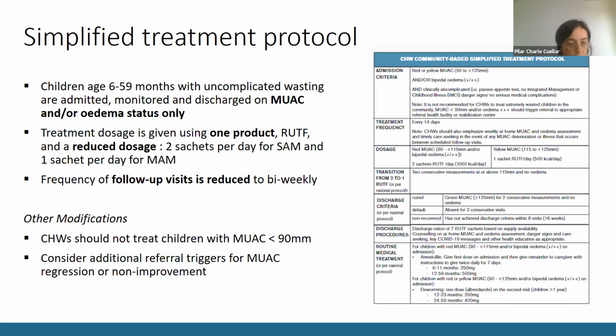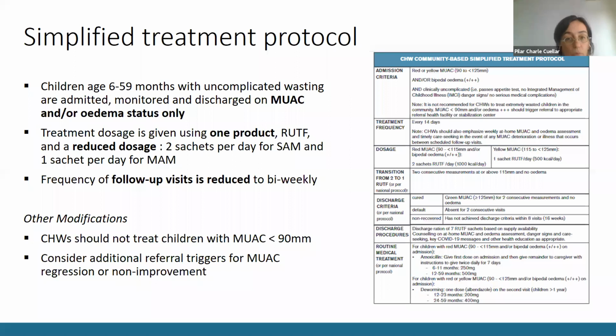So in the tool we have included several cards, and there you can see how implementers should adapt the discharge and referral criteria, which is the quantity of RUTF, to the capacity of the community health workers. But for this second module, what we have to keep is the things that you can see on the screen. That children aged 6 to 59 months with uncomplicated wasting are admitted, monitored, and discharged. But we are going to use just the MUAC or edema. So we are not going to use weight, we are not going to use height.